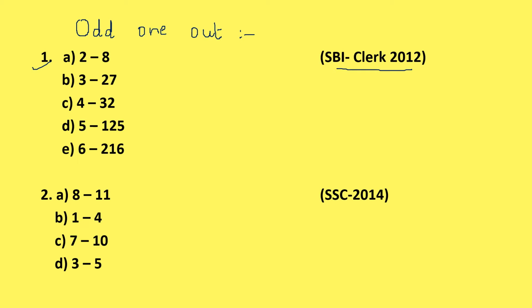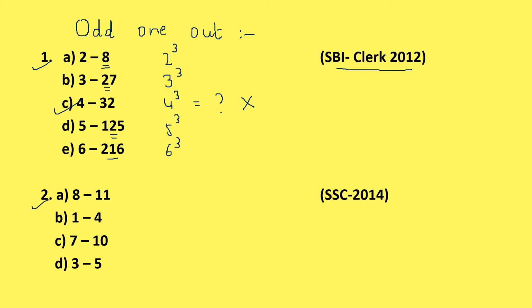If we look at the first option, 2 and 8, 3 and 27, that is the second option, we find there's a common relation. The cube of 2 gives us 8. Similarly, the cube of 3 gives us 27. What about the cube of 4? Is it 32? I don't think so, because 4 fours are 16 and 16 fours give you 64. Then further, the cube of 5 is again 125 and the cube of 6 is 216. So we find that option C is the odd one out here because it is not following the same pattern as option A, B, D and E.